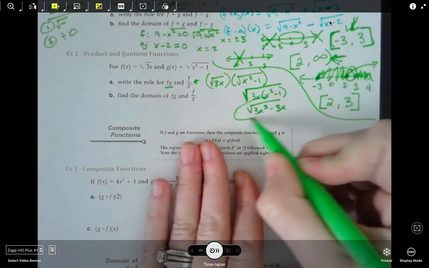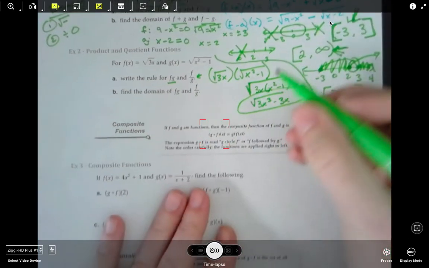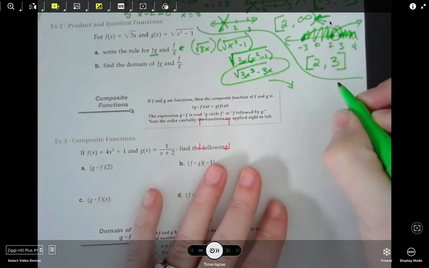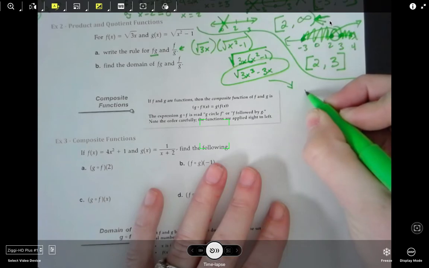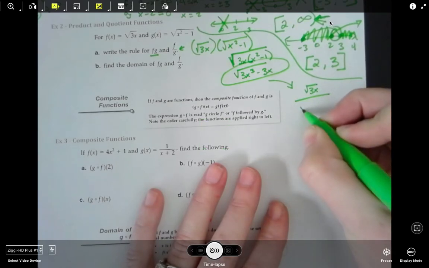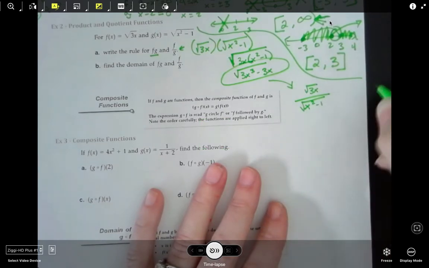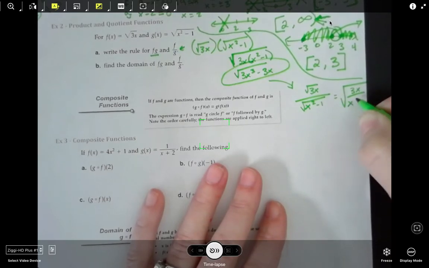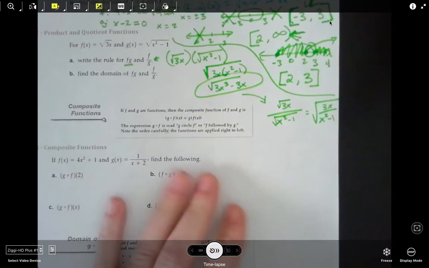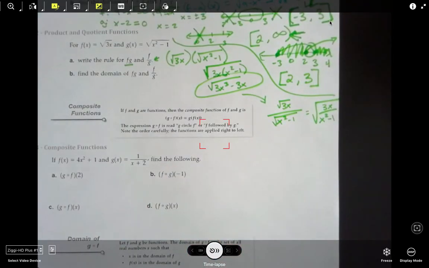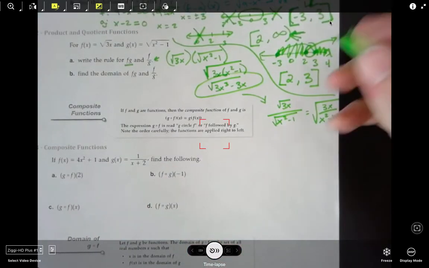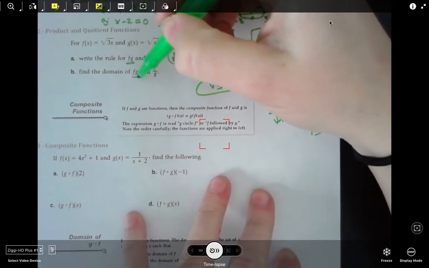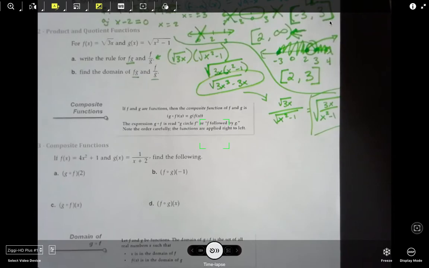So this is what f times g of x is, and then we want to do f divided by g of x. So we want to do, oh geez, the square root of 3x over the square root of x squared minus 1, and that is going to be one big giant square root, like that. Okay. So this is the division. Now we need to find the domain of f times g and f divided by g.